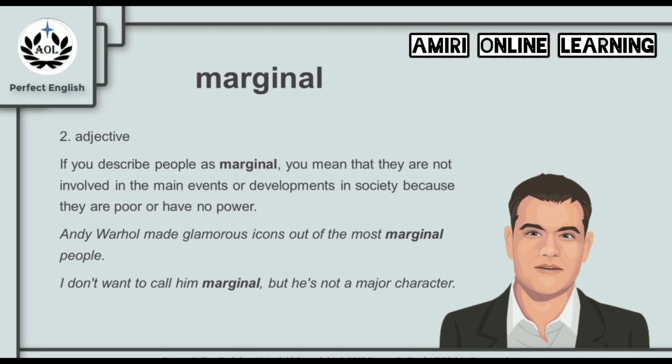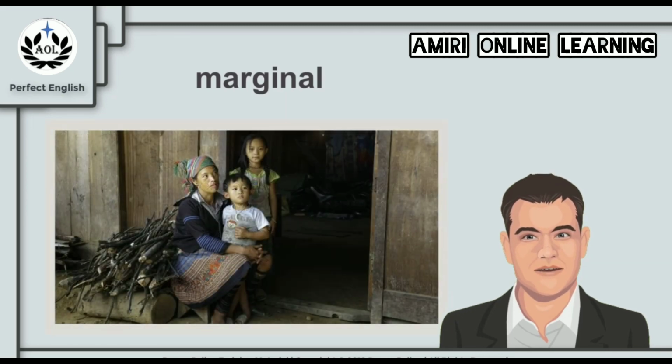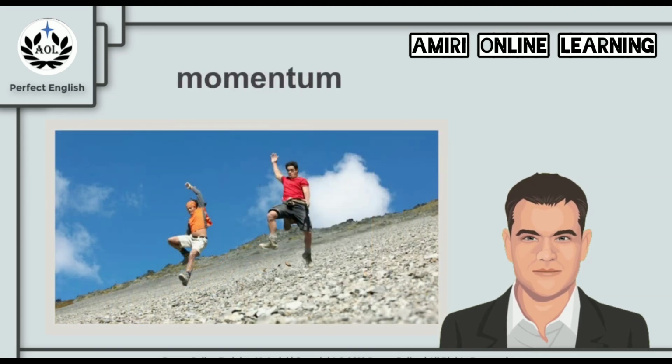And here's another example. I don't want to call him marginal, but he's not a major character. And that can be used when we want to talk about movies or novels, and we want to talk about the characters in these novels or movies. So the next time you remember this picture of this beautiful family, remember the word marginal and what it means. And now for the next key word, momentum.